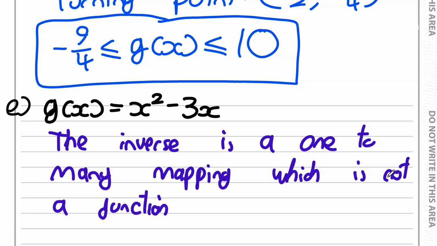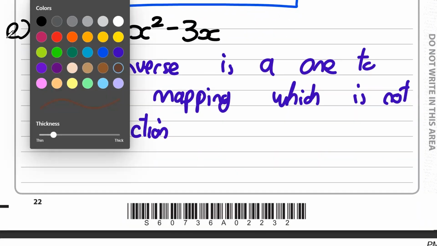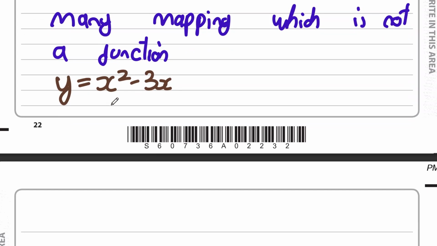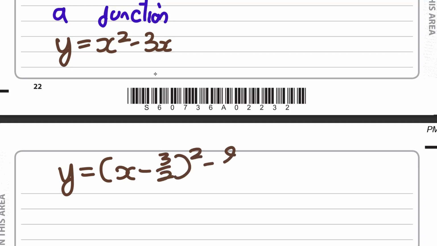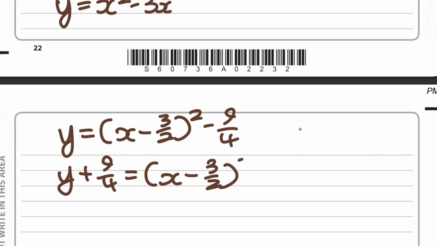Just really quickly, if you wanted to wonder why it's a 1 to many mapping, you don't need this for the final answer, you can try and actually find the inverse of g of x. So remember, the way that you do this is you say that y is equal to x squared minus 3x. If you try and make x the subject here, we would complete the square on this. So y is equal to x minus 3 over 2 squared minus 9 over 4, like this here. Move this minus 9 over 4 onto the other side, so it becomes y plus 9 over 4 is equal to x minus 3 over 2 squared.